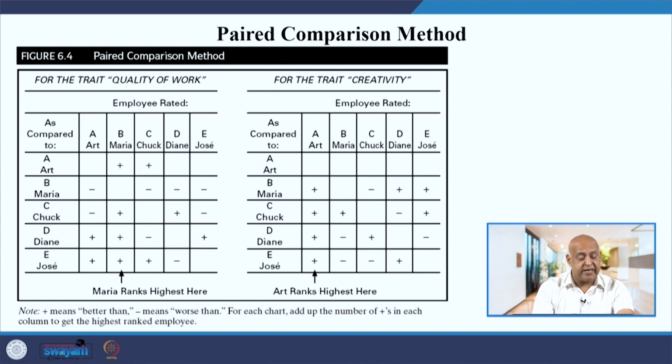For C, A is given a plus, but B has given minus, D has given minus and E has given plus about his quality of work. As far as D is concerned, Maria is minus, C is plus, and Joes is minus. For E, B has given minus, C has given minus and D has given plus. And similarly, the further trait, creativity, is there. So, we can see that the higher the plus, the better the performer is rated by the peers.